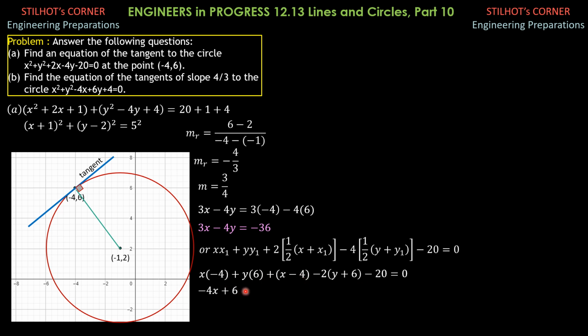Simplifying. So we have negative 4x plus 6y plus x minus 4 minus 2y minus 12 minus 20 equals 0. Combining like terms, negative 3x, 6y minus 2y is plus 4y. Then negative 4 minus 12 minus 20 is negative 36. So negative 3x plus 4y minus 36 equals 0. And rewriting this equation into that form, 3x minus 4y equals negative 36. So it's the same. We proceed to B.